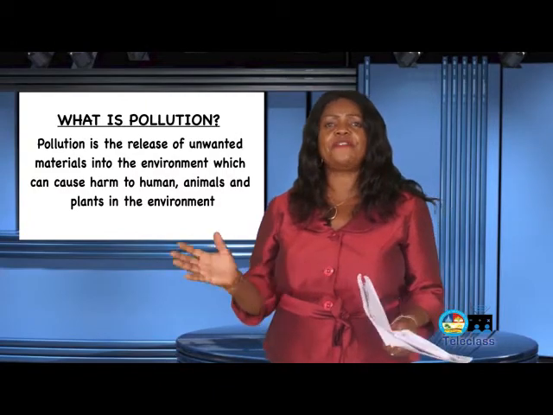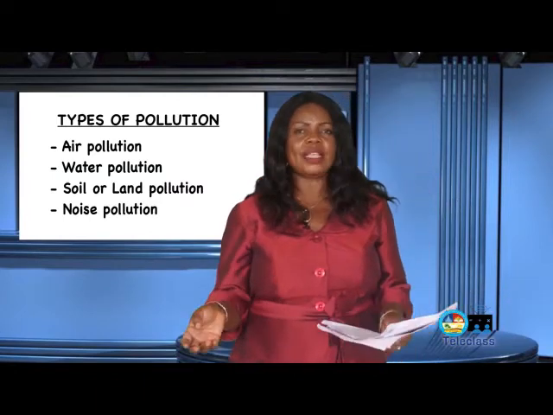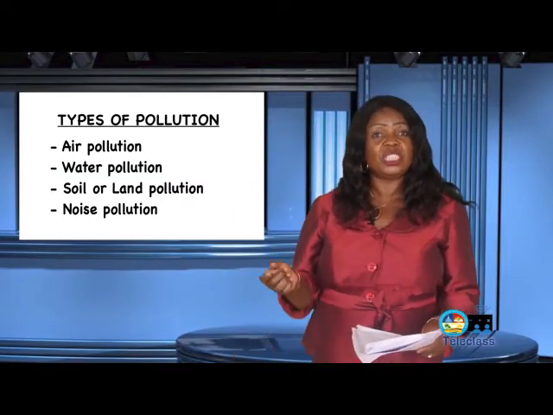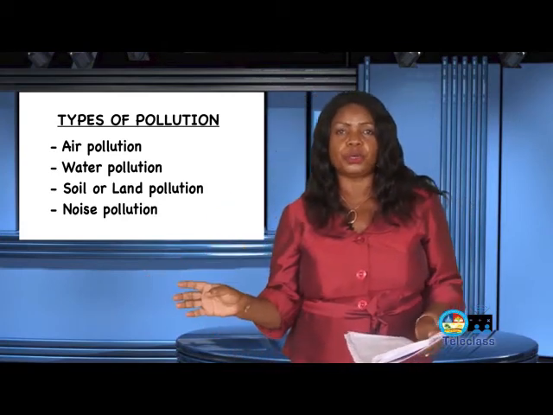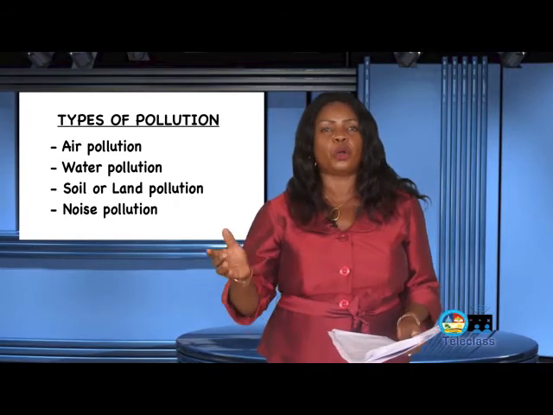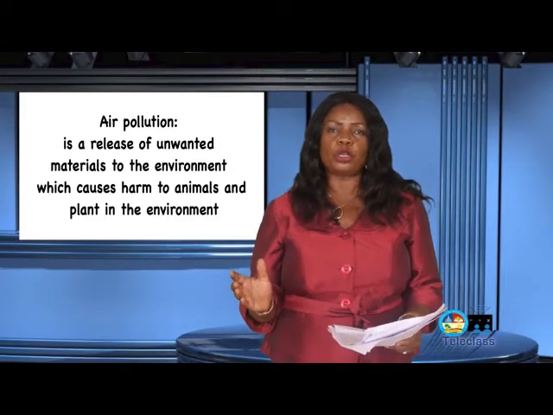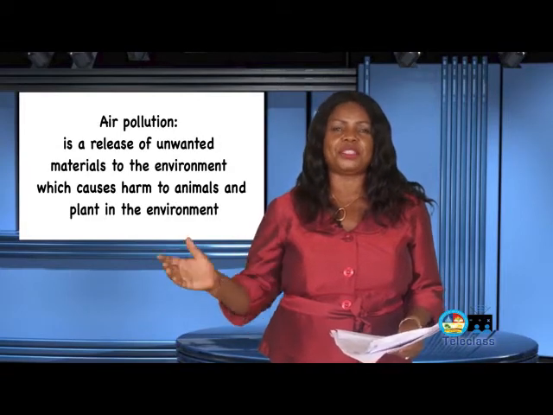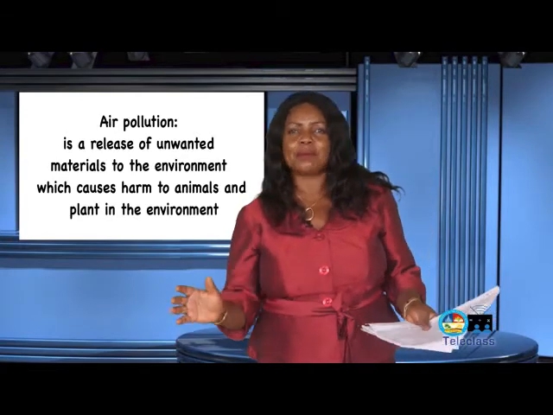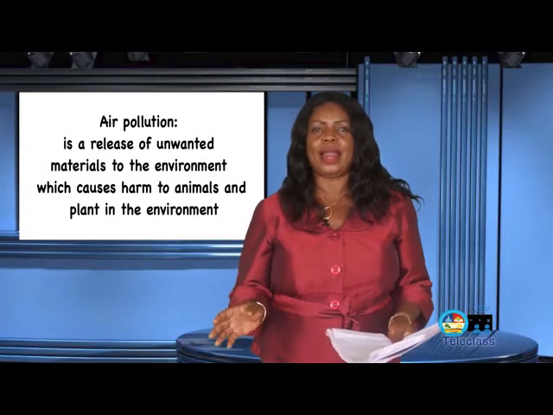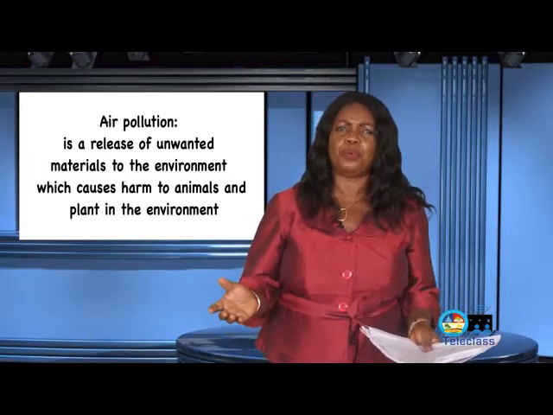Pollution, we have different types of pollution. We have air pollution, water pollution, soil pollution, which is also known as land pollution, and we have noise pollution. These are the types of pollution we have in our environment. Air pollution is the release of unwanted material to the environment which causes harm to animals and plants in the environment. And what are the causes of this air pollution?